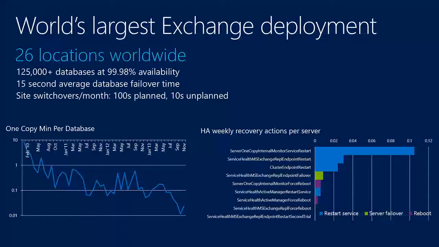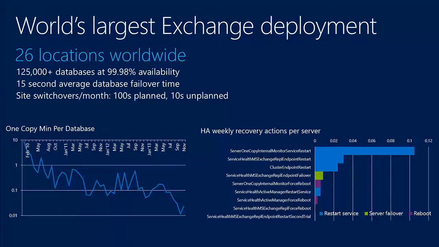Now, I've got a couple charts up here as well. Let's talk about the graph here, this 1 copy minute per database. And that goes actually farther back in time. It goes several years back to when we started collecting this data. This chart represents the number of minutes that a replicated database was in a single copy state. In other words, that was the only viable copy of that database.